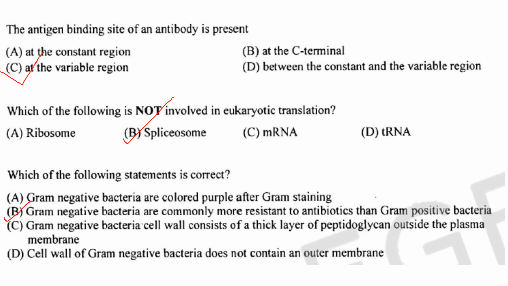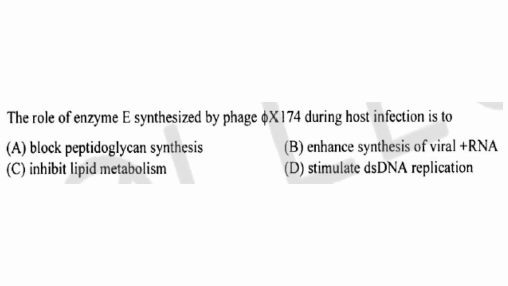Then next one, C. Gram-negative bacterial cell wall consists of a thick layer of peptidoglycan. No. Gram-negative bacteria have a thin peptidoglycan layer. Then D. Cell wall of gram-negative bacteria does not contain an outer membrane. They have an outer membrane containing polysaccharides. So B is the answer. Then next one. The role of enzyme E synthesized by phage X174 during host infection is to block peptidoglycan synthesis. Answer is option A.